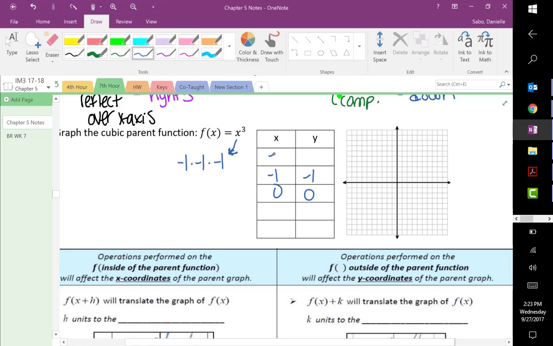What if I plug in -2? Anything times 1 is itself. You're right. So 1 times 1 would be 1. You're right.